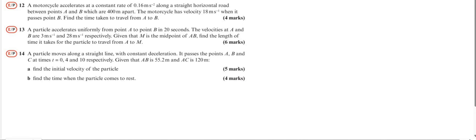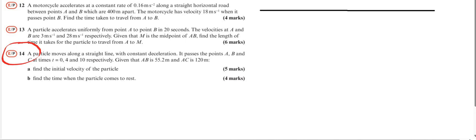Okay, this is one of the extra homework questions. I'm going to look at question 14 because it's a bit different. It says a particle moves along a straight line with constant deceleration. It passes points A, B, and C. So let's start a sketch.